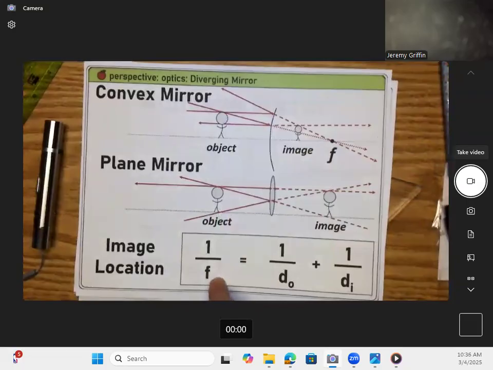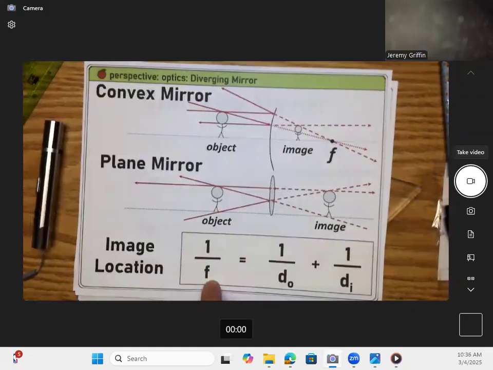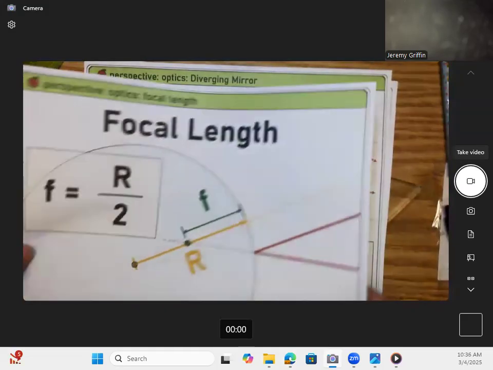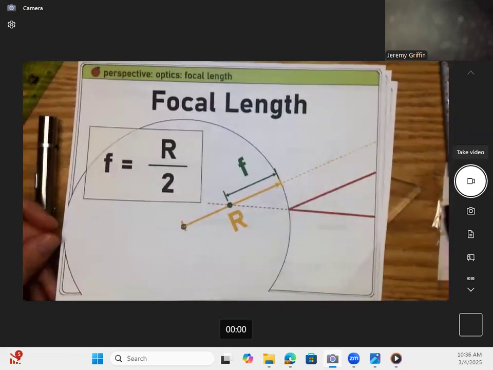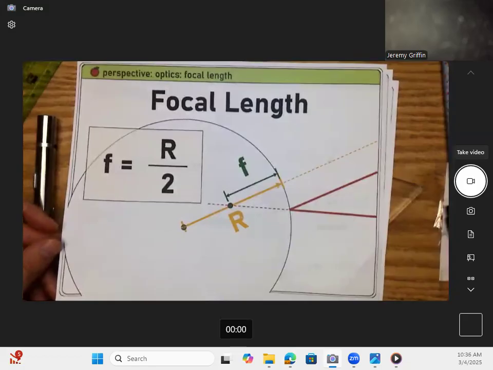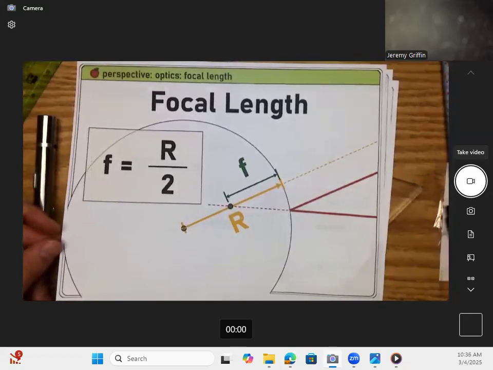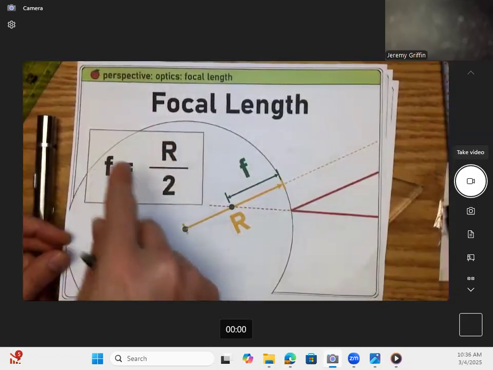Guys, what was the focal length again for a plane mirror? What was the focal length? Another way to say that is, for this mirror ball to appear approximately flat on the surface, it would have to be how big? How about really, really, really big? How about like infinity big? Right? And half of infinity is still infinity.